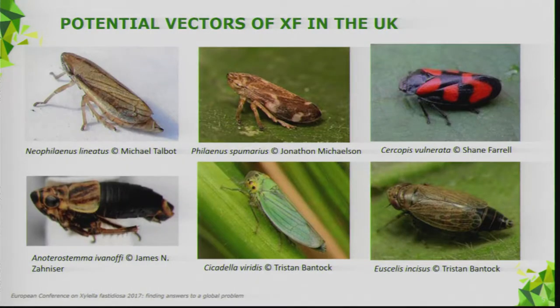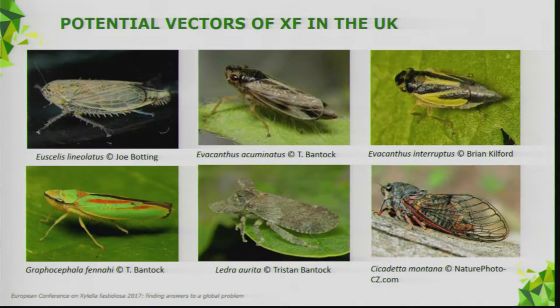These are some more froghoppers. We only have one species of Cercopis. You just need to cross the channel and you can pick up several others, so our fauna is fairly impoverished. And we have some of the leafhoppers. Cicadella viridis is relatively common, but it's really restricted to grasslands. And finally, there are some more cicadellids. We have one cicada recorded in the UK, but as that is probably extinct, it's unlikely to be a significant vector. It hasn't been seen or recorded or heard for several years.